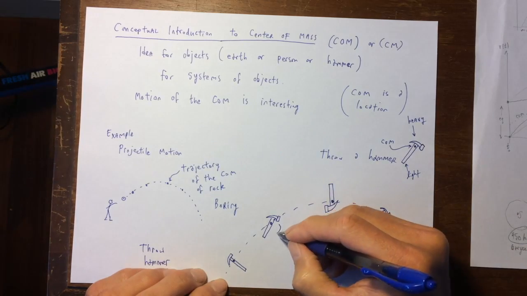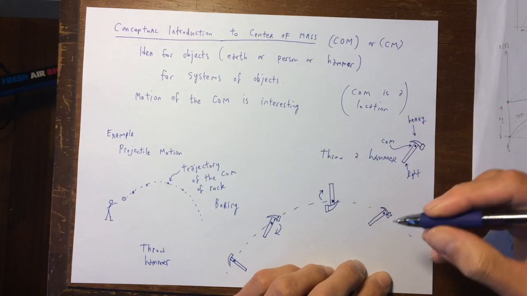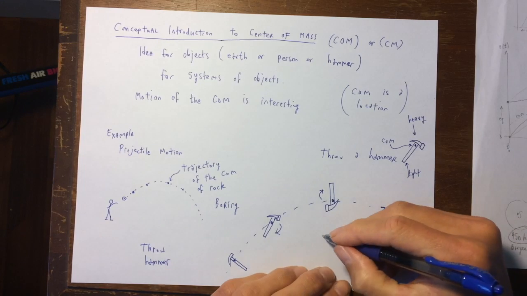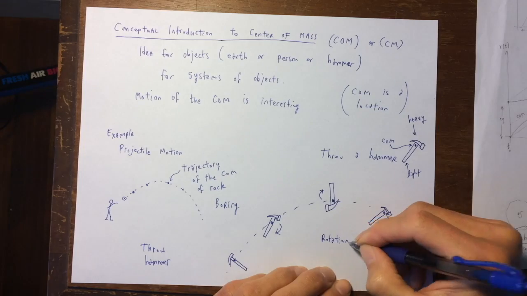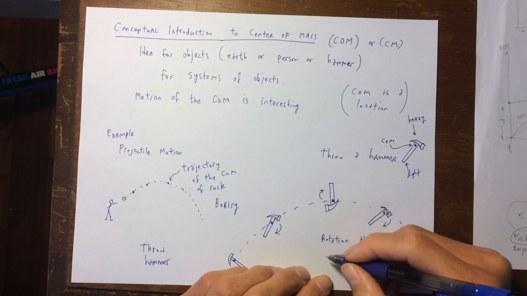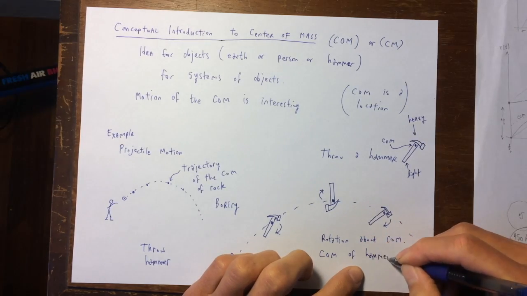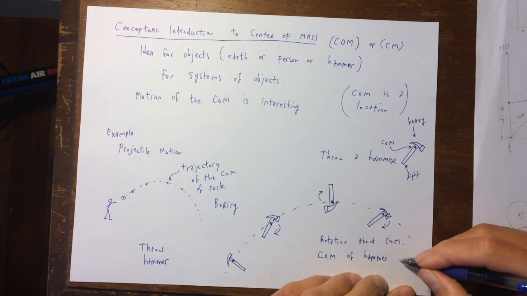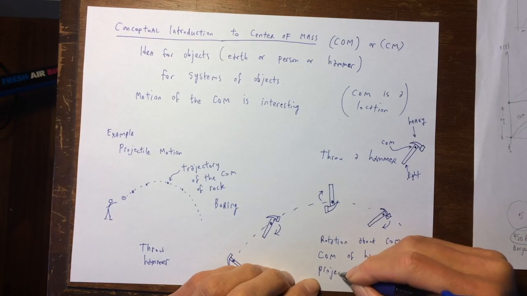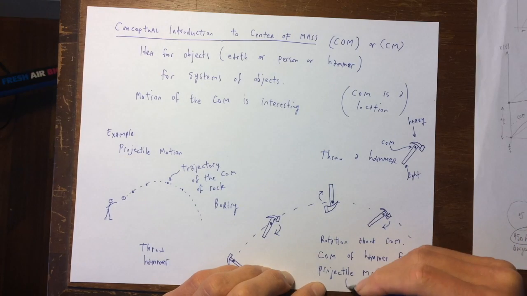And we're imagining this hammer, it's just rotating about the center of mass. So there is a rotation about the center of mass, but what's more is the center of mass of the hammer follows the projectile motion trajectory.